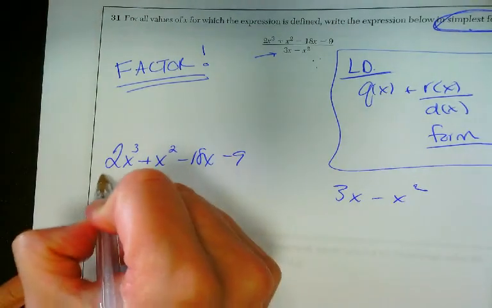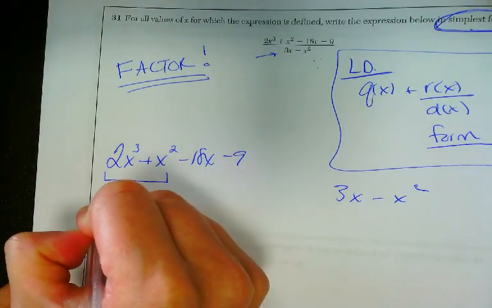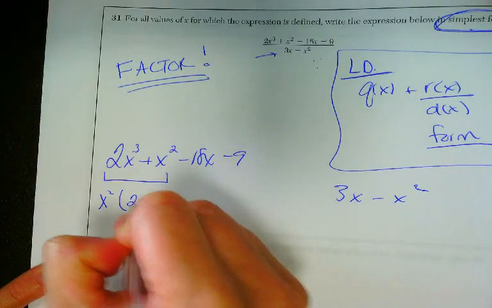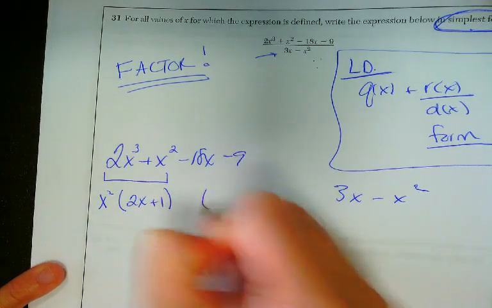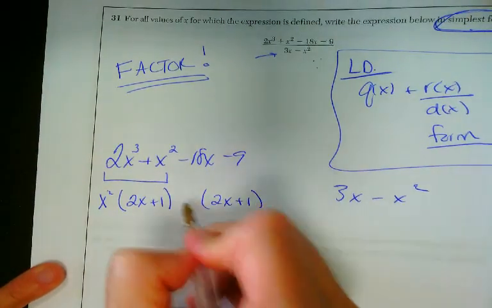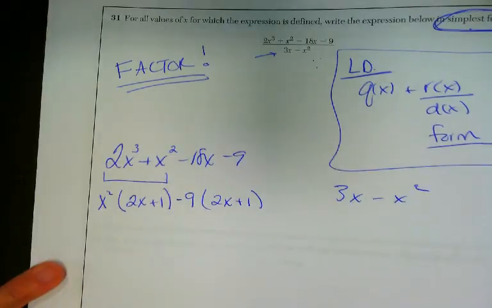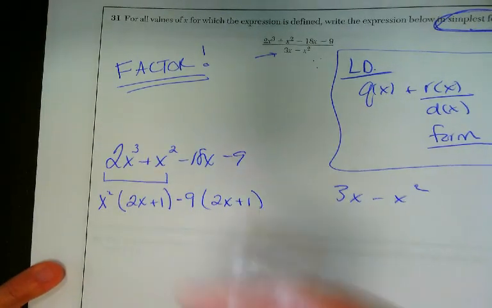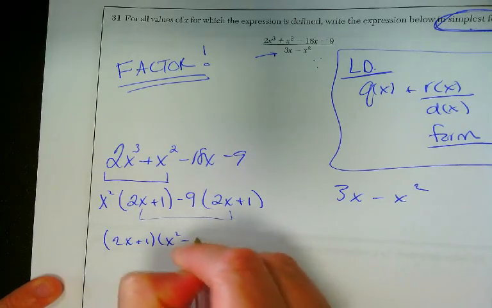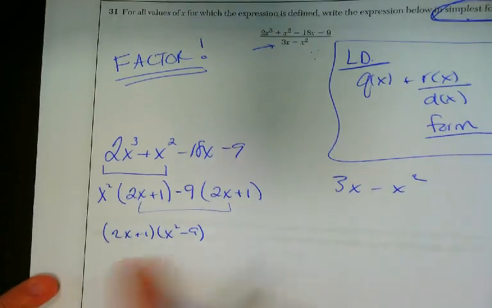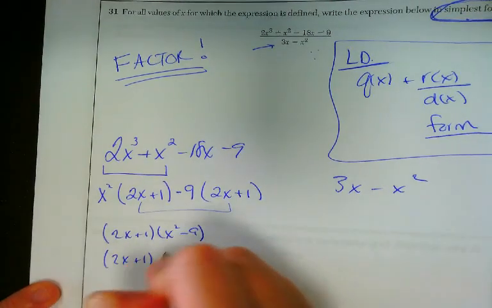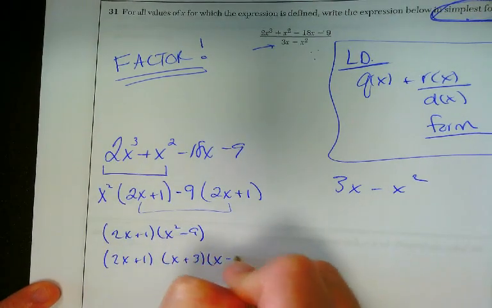Merrick, what did you pull out of the first two? X squared. And what's left? 2x plus 1. Okay, so if I group right, I should have a 2x plus 1 here. What do I want to pull out so that I'm left with 2x plus 1? Negative 9. Okay, so that was first GCF, second GCF. The third GCF is the binomial. So then I have the 2x plus 1 and the x squared minus 9. Can any of this get factored again? Yes. So I've got the 2x plus 1 and then the x plus 3 and x minus 3.